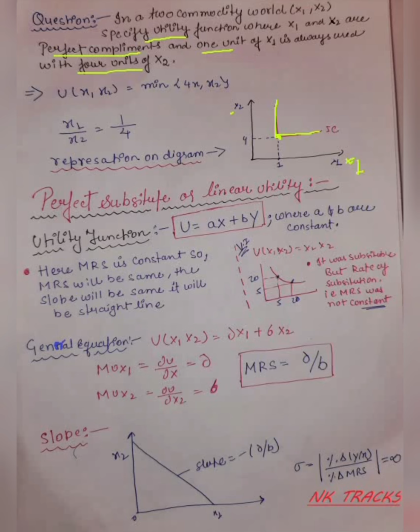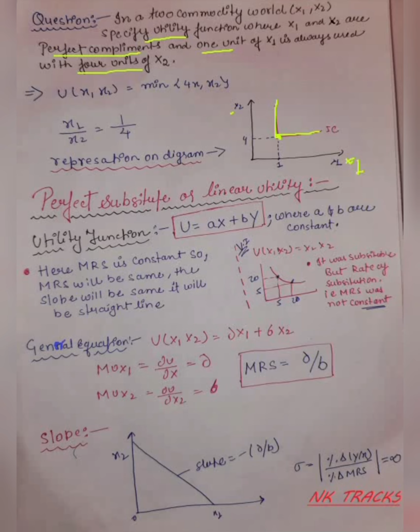So the question can also ask, here we are asking only to specify the utility function. The question can also ask to calculate the marginal rate of substitution. So how will you do that? You will simply calculate marginal utility of x and marginal utility of y by the differentiating method, and then you will just divide both of them to calculate MRS.